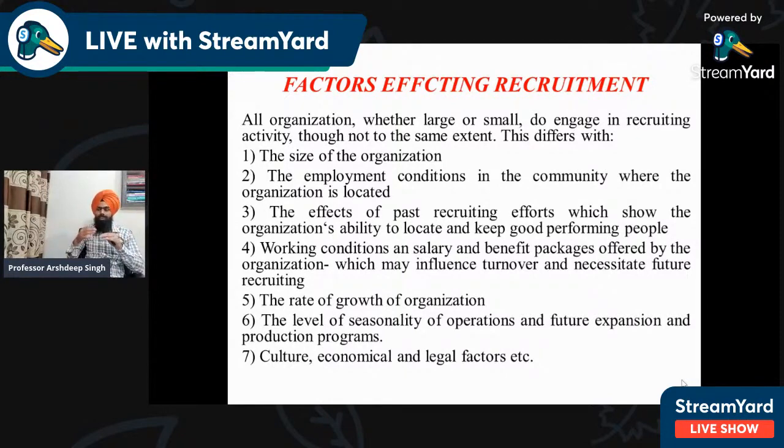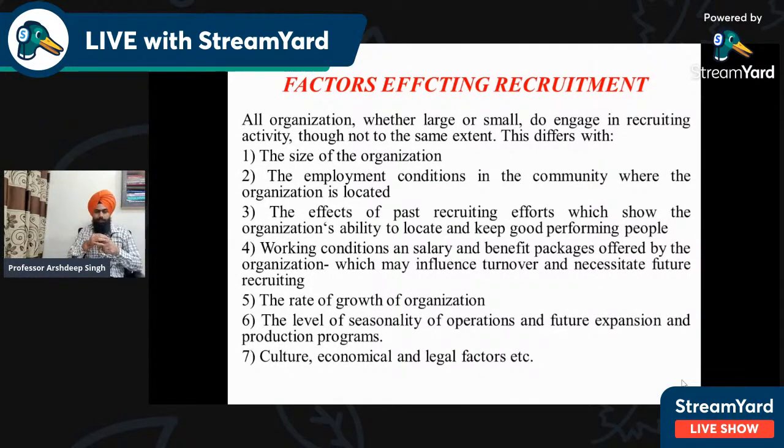Next is the rate of growth of the organization. If the organization is suffering from a financial crisis or any other type of crisis, and the objectives of the organization are not met, there is no need to recruit new employees, because the organization might be in a condition where it cannot provide salaries to the present employees. So what would they do by recruiting new ones? That would affect the organization's recruitment process.